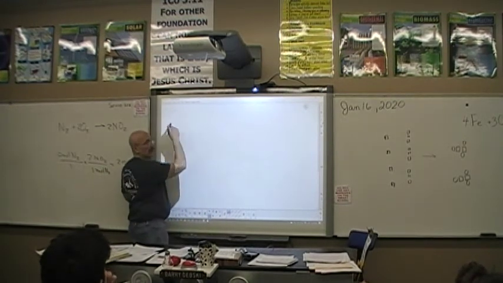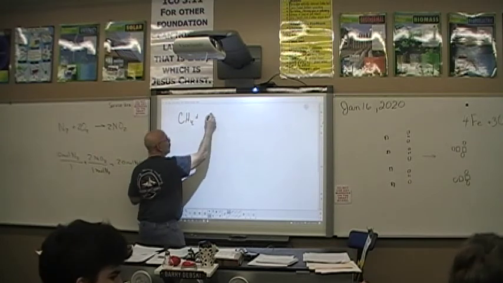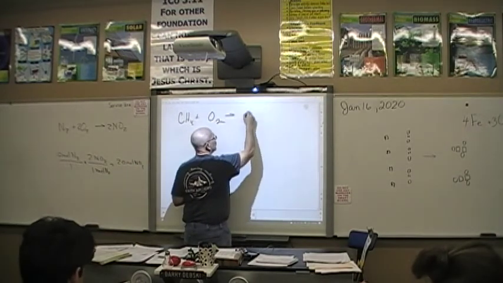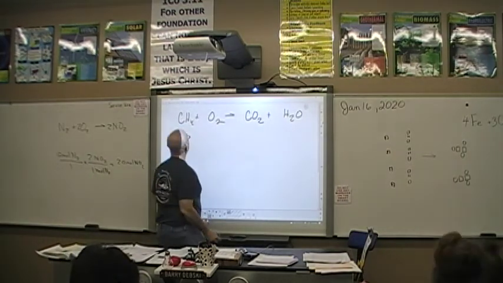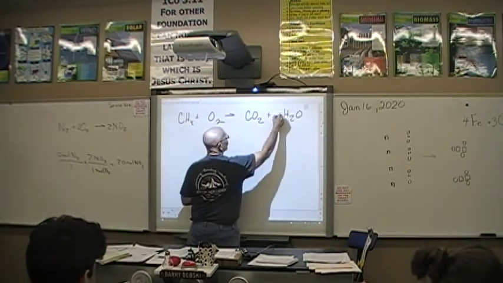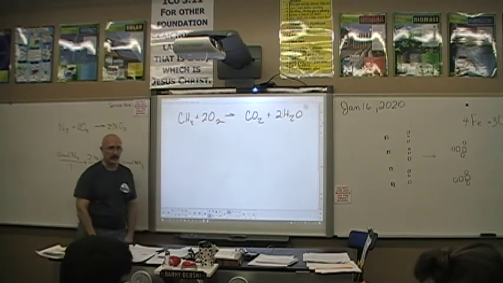For the following reaction that we had in bell work today, CH4, O2, CO2, H2O. Coefficients were 2 for the water and 2 for O2. Balanced chemical reaction.